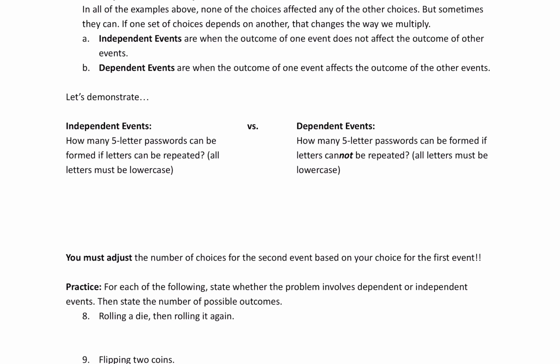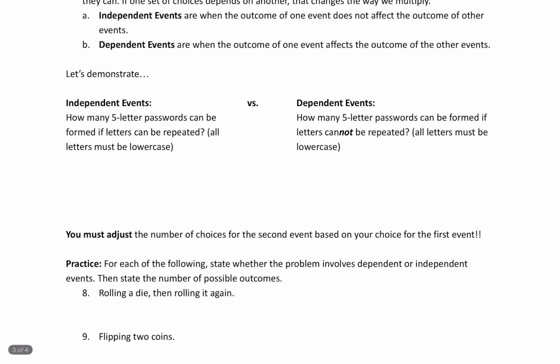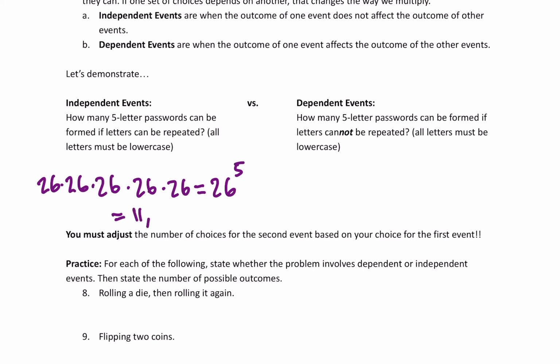Let's look at an example of how they could differ. So if we're making a 5-letter password and all letters can be repeated, there's 26 letters in the alphabet, so we can do 26 options for the first one, 26 for the second one, 26 for the third, 26 for the fourth, and 26 for the fifth, or we can put 26 to the fifth in our calculator, and that's going to give us 11,881,376. So a lot of different outcomes there.